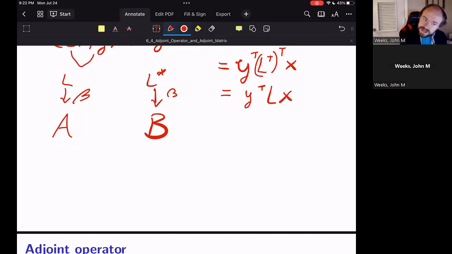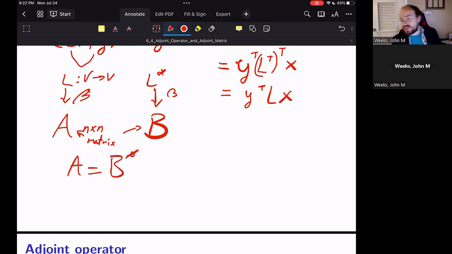Now, what's interesting here is that L and L star are both being mapped by this beta map through here. They are getting the coordinate map so that these can become n by n matrices, where L going from V to V is just an abstract linear operator. So these are n by n matrices. Well, it turns out that A is equal to B star, that these two things are very related to each other. In fact, one is the adjoint of each other.